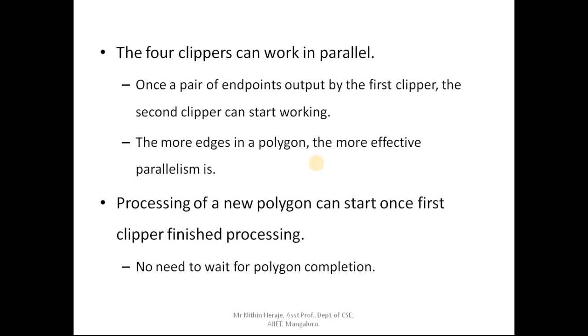So in our example, we have taken only one polygon. So this point means that once the left clipper finishes its job, we can start going to clip for the next polygon if at all existing. Okay, so no need to wait. This is also a part of parallelism. So no need to wait for polygon completion. Once the left clipper completes its job with the first polygon, it can start with the job of second polygon. That is what it means. All right.